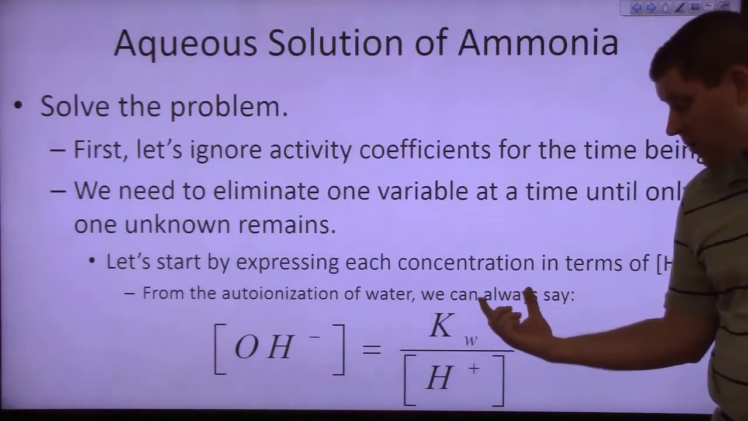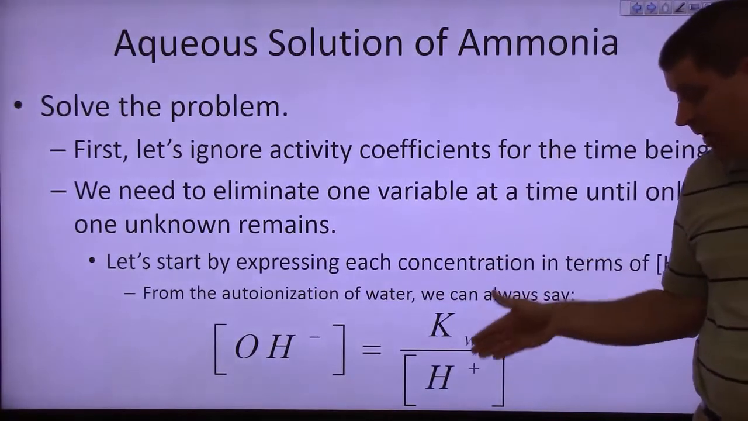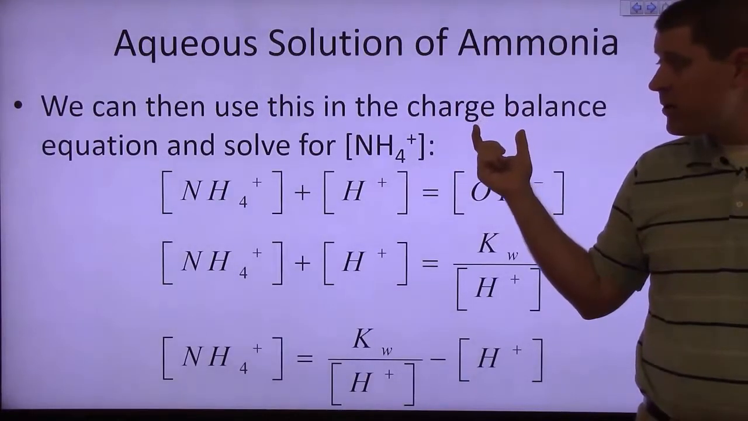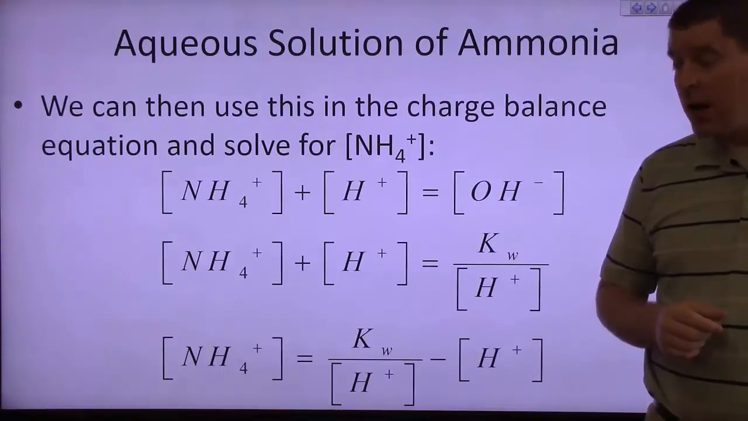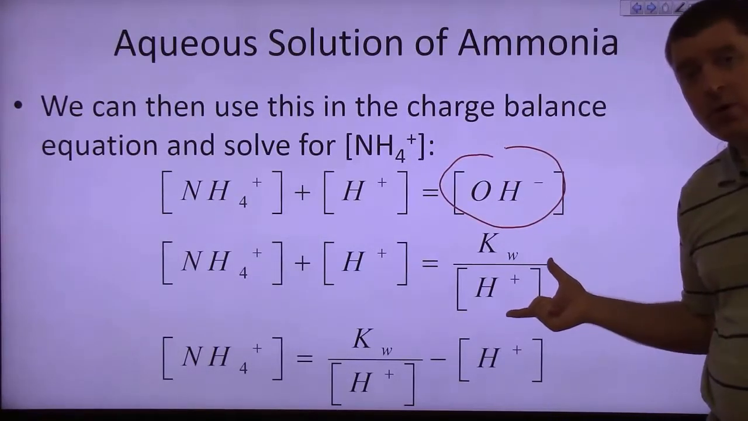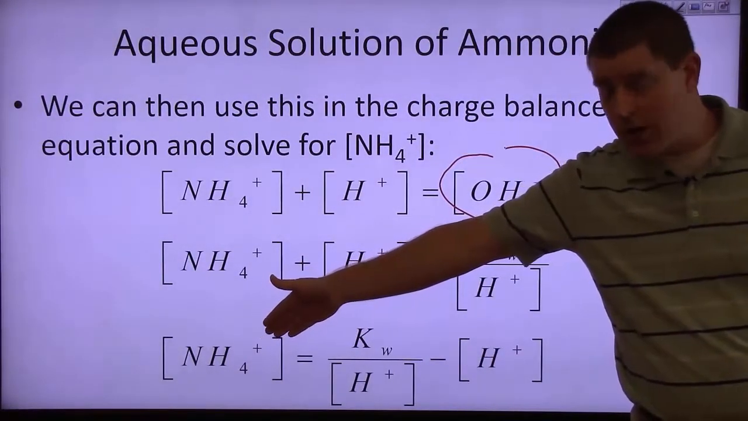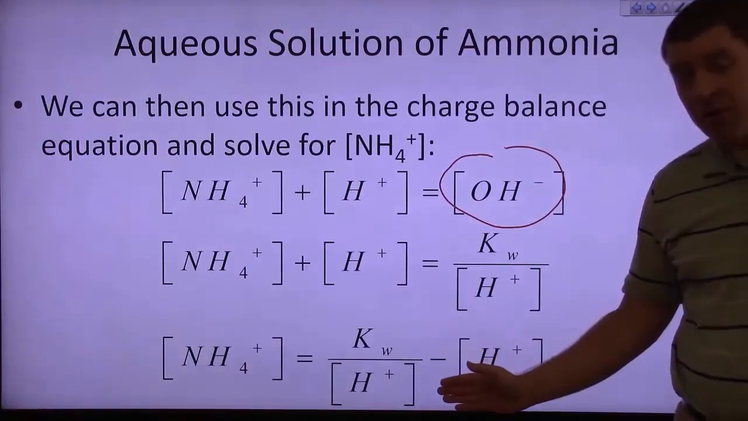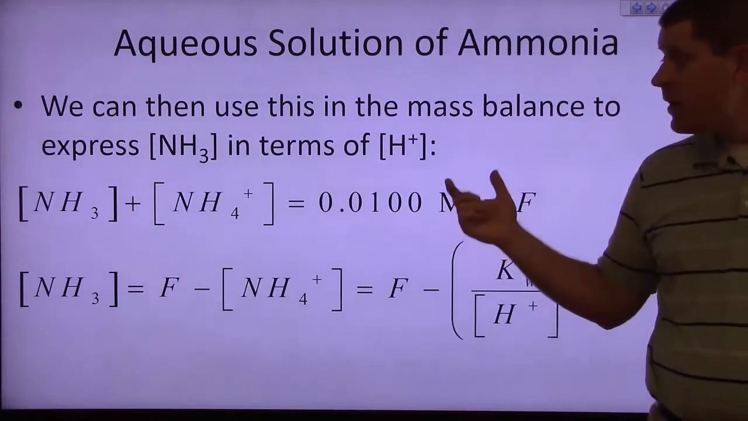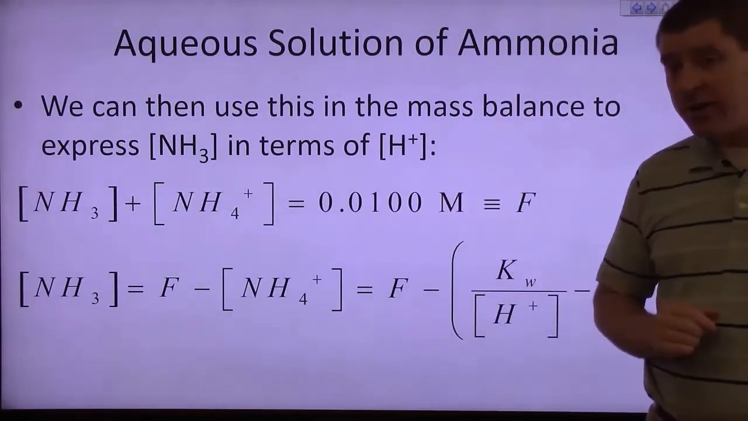From the autoionization of water, we can always say that the hydroxide ion concentration is equal to Kw divided by the hydrogen ion concentration. And now we can use this in the charge balance equation and then solve for the ammonium concentration. So we replace the hydroxide ion concentration here with our Kw over H plus and then rearrange. So now we have ammonium concentration on one side is equal to Kw over hydrogen ion concentration minus the hydrogen ion concentration. And now we can use that equation in the mass balance to express the ammonia concentration in terms of the hydrogen ion concentration.